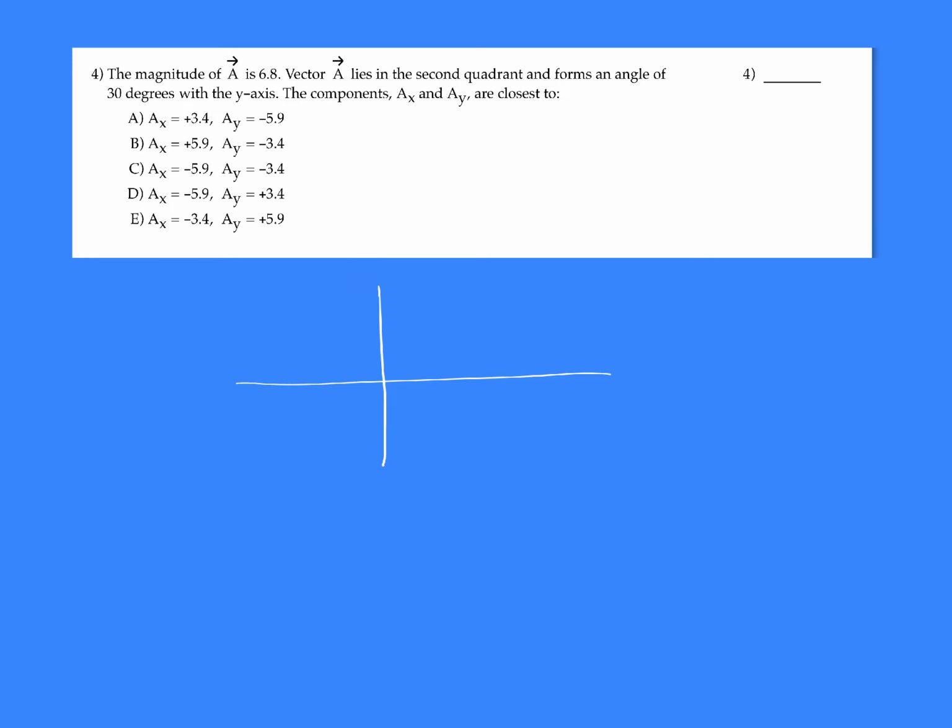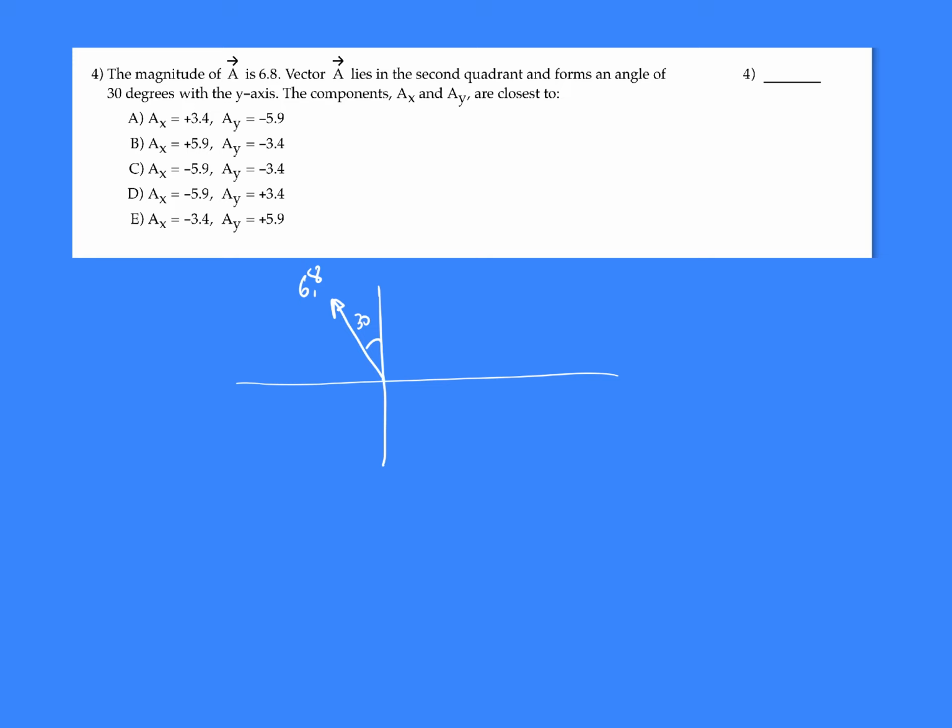If it's a position vector, it means 6.8 meters. If it's a velocity vector, it means 6.8 meters per second. Vector A lies in the second quadrant and forms an angle of 30 degrees with the y-axis. So it's this vector that has magnitude 6.8 and the angle here is 30 degrees.